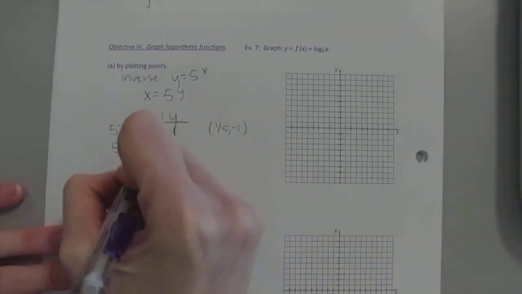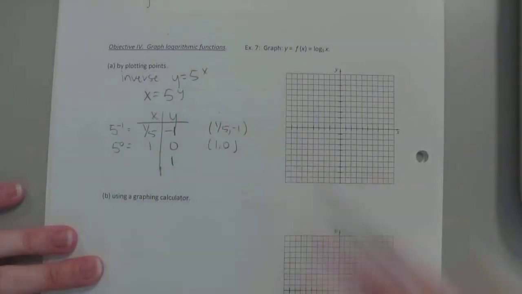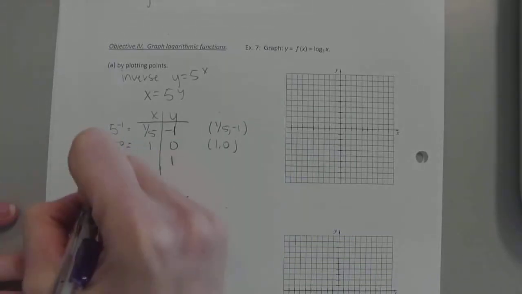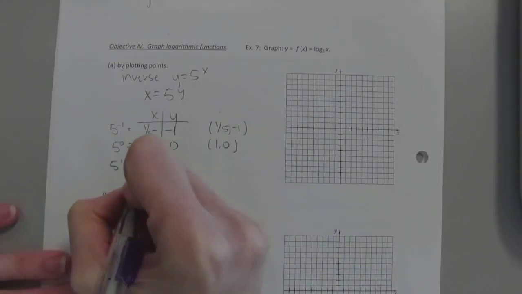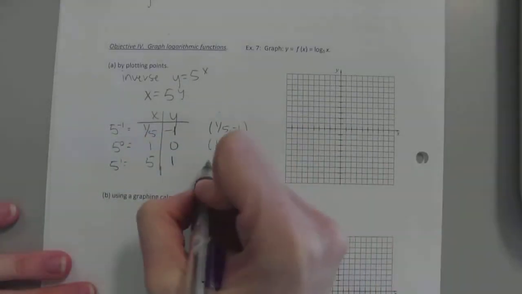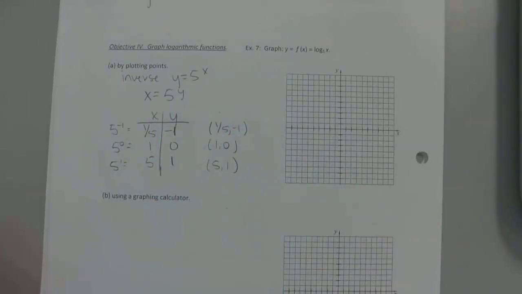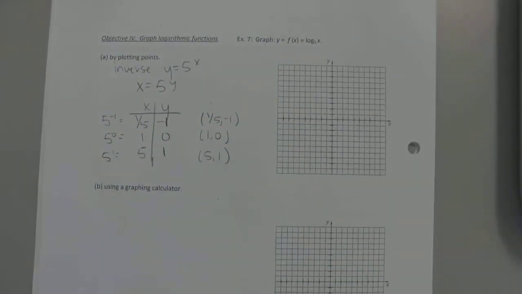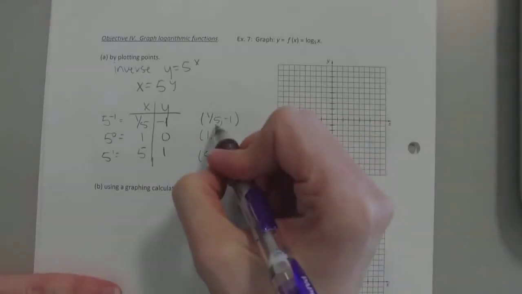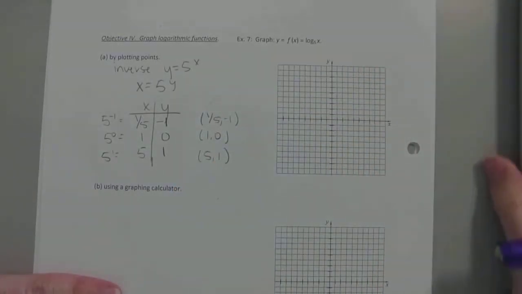All right, what's 5 to the 0 power? 1. So the next point we're going to plot is 1, 0. And then what is 5 to the first power? Just 5. You got it. So that's just going to be 5, 1. All right? So those are going to be 3 points that we're going to have enough to graph, all right?